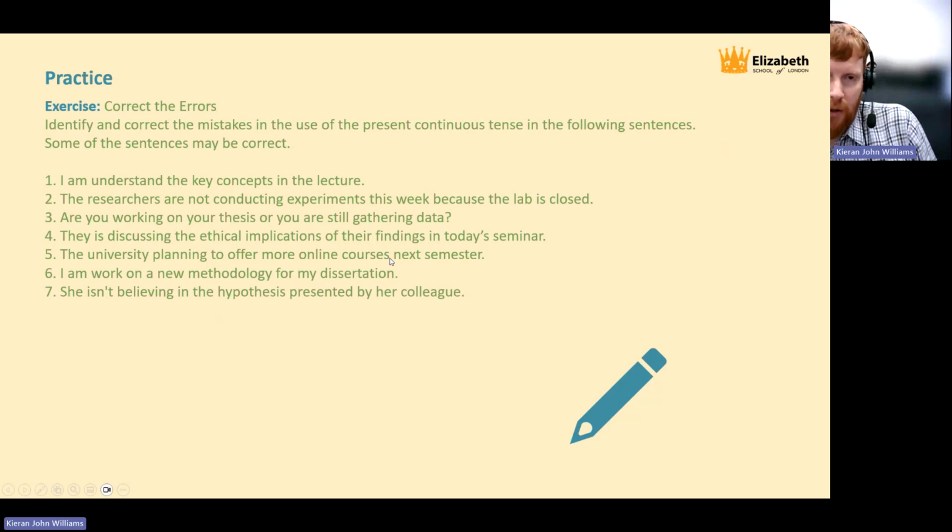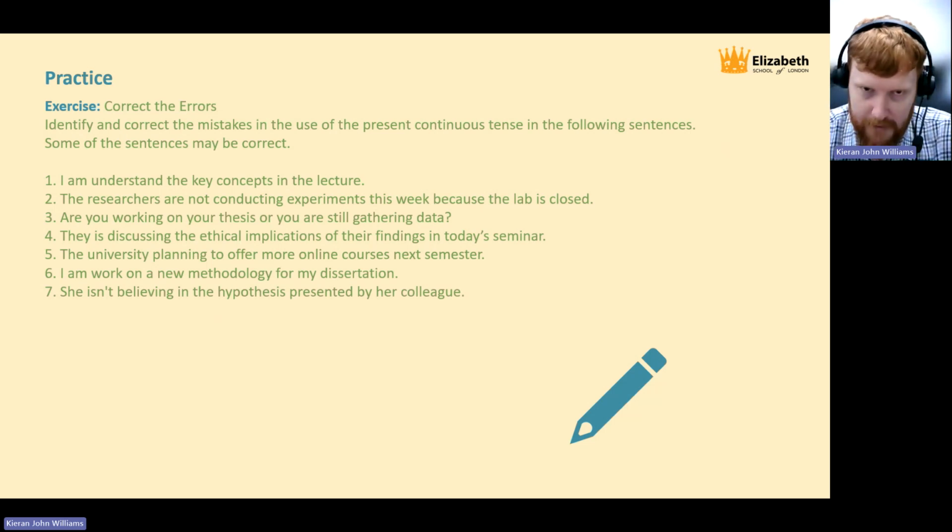Okay. So let's have a look at this next activity here. We've got 7 sentences. And in some of these sentences, there are some mistakes. You need to find them and correct them. And if there is a mistake, it is about the use of the present continuous. Okay. So have a look at them. And you can see here it says that some of the sentences may actually be correct. Okay, so pause the video at this point, find your pen and paper, write down what the answers should be, and then we will check the answers.